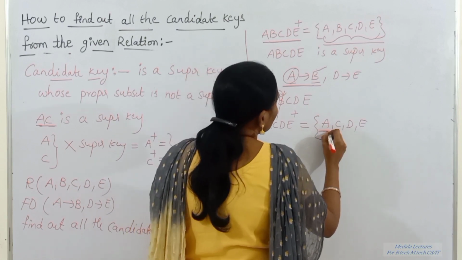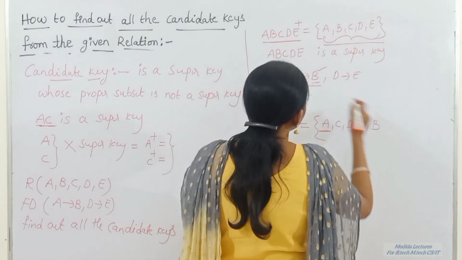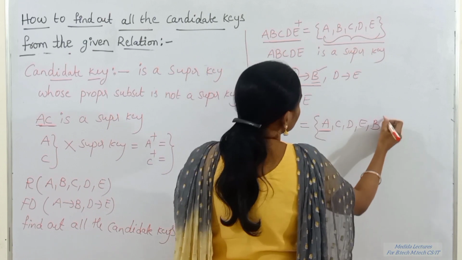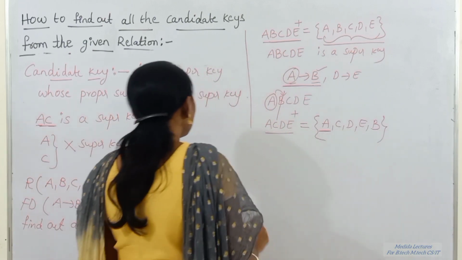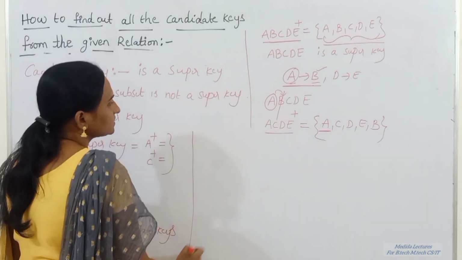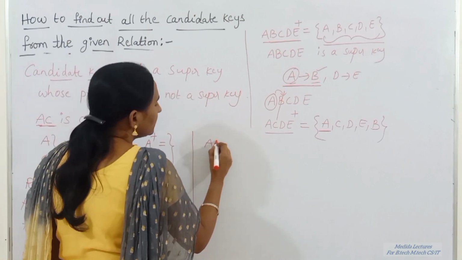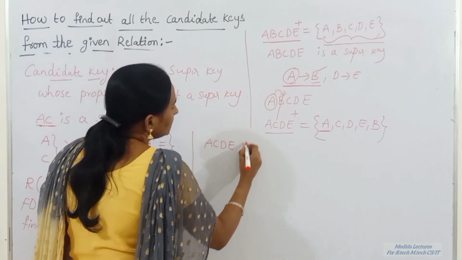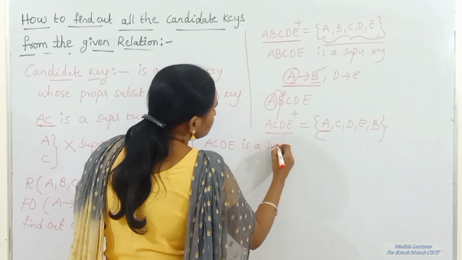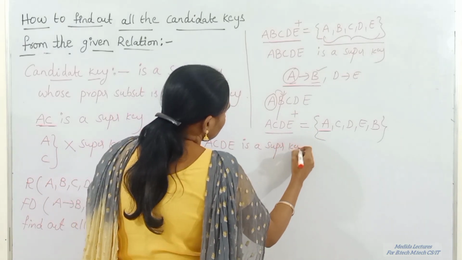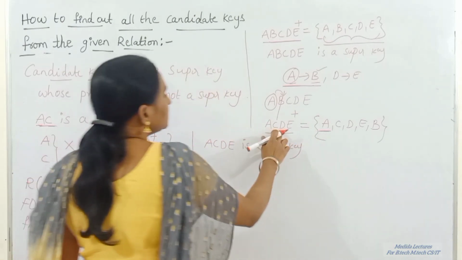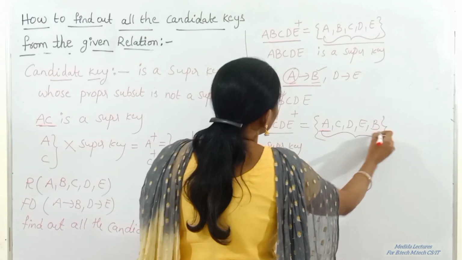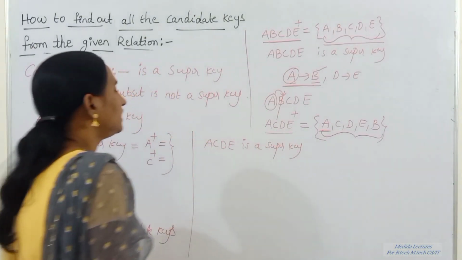If you have A, then you can determine B, using the functional dependency A determines B. So is ACDE a super key or not? Yes, ACDE is a super key. Why is it a super key? Because the ACDE closure consists of all the attributes. So it is a super key.